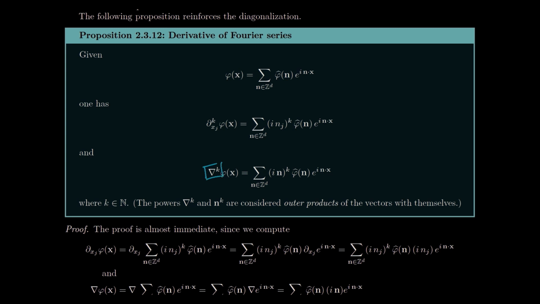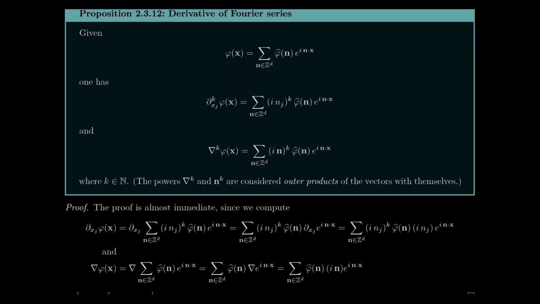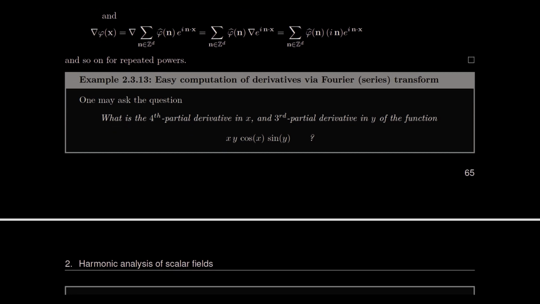The same generalizes to the gradient. So if I'm thinking about outer products of vectors, so if I take the kth outer product with the gradient, I can actually do the kth outer product of the vector n, i n. And so this is what I mean by diagonalization. It doesn't seem too important what's happening with these ideas, but what does seem important is the next few examples. This is really, we're going to see where all the meat and bones is in these examples. So the first example is easy computation of derivatives.